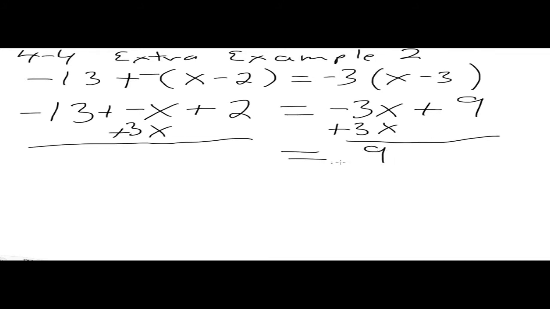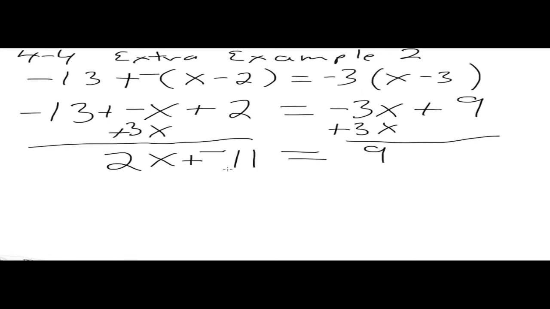Negative x plus 3x is 2x plus a negative 13 plus 2 is a negative 11. 2 from 13 is 11. Negative 13 has the largest absolute value, so its sign rules. So 2x plus a negative 11 equals 9.